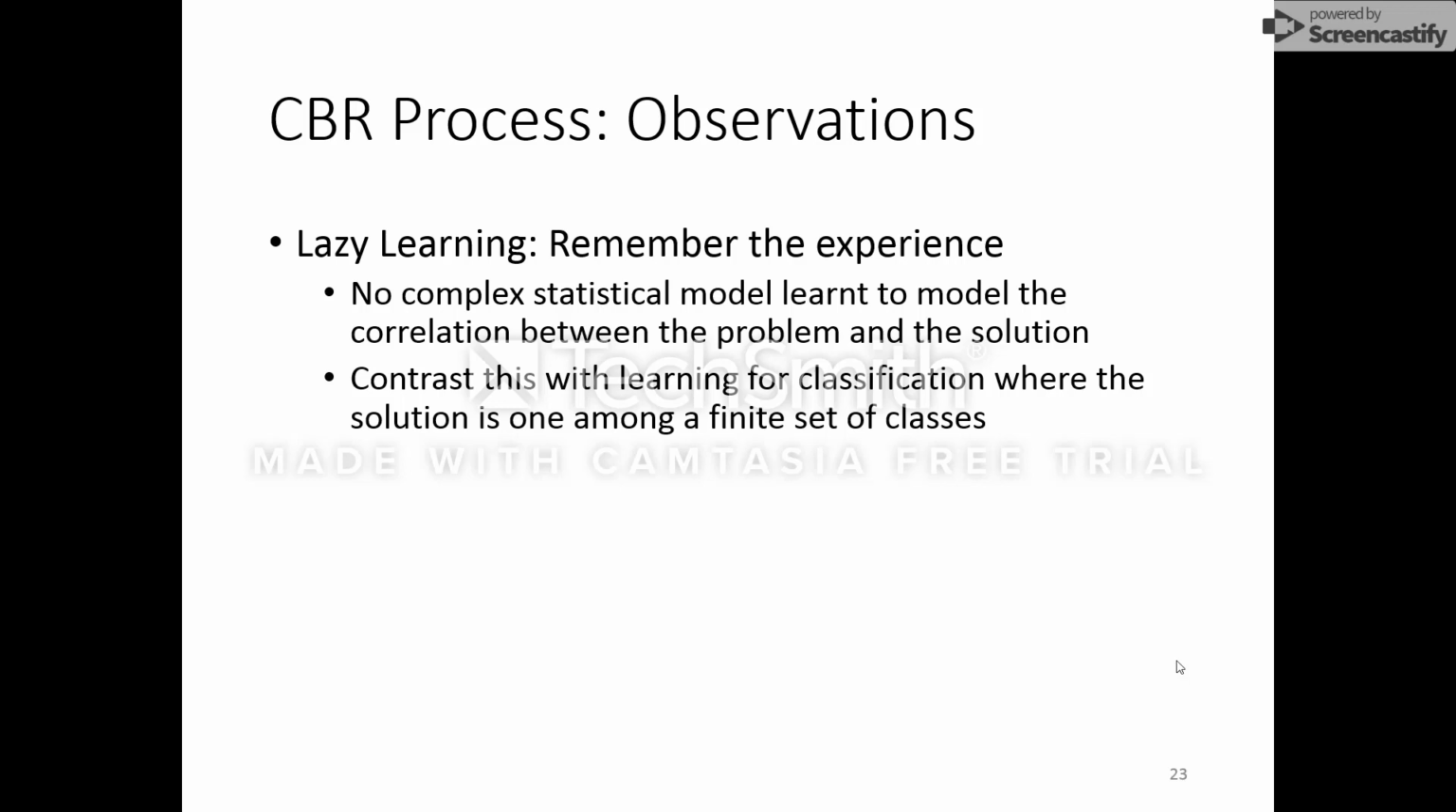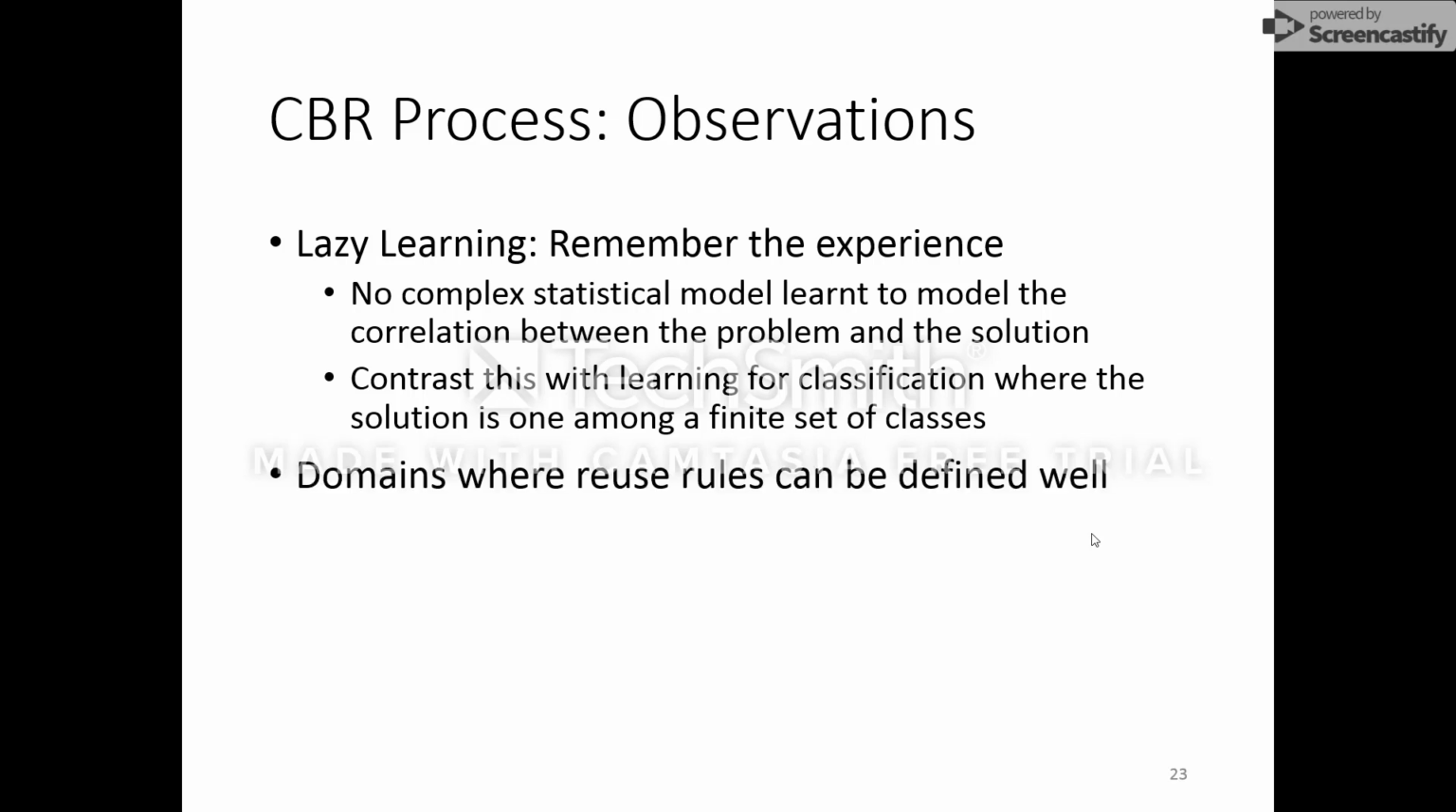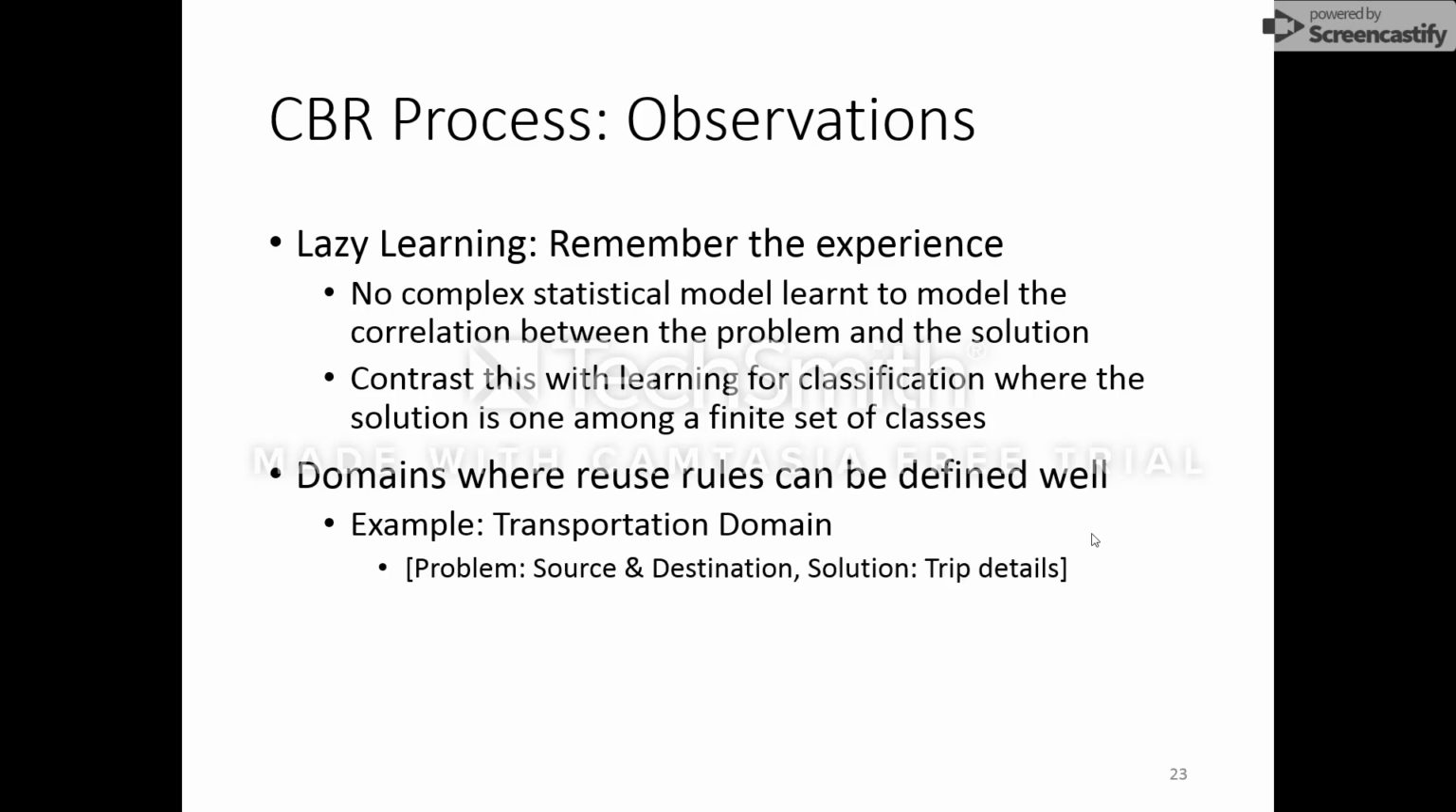And you should contrast this with learning within the machine learning world, where the solution is one among a finite set of classes, and you learn a complex statistical model that maps from data objects to a set of classes. So CBR itself is applicable best for domains where the reuse rules can be defined well. Let's look at one such domain, the transportation domain, where the problem could be a source and destination pair, and essentially the query is about how can I get from the source to the destination, and the solution is a trip, which is basically an itinerary to get from the source to the destination.